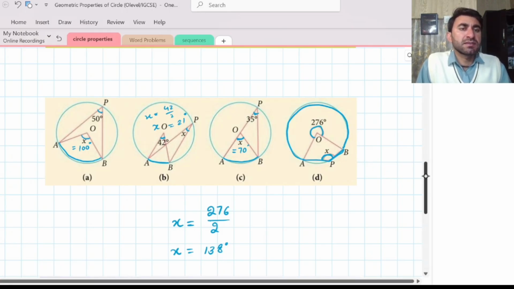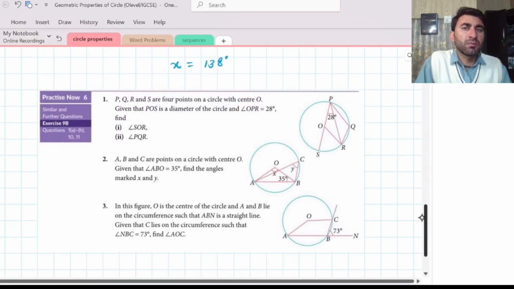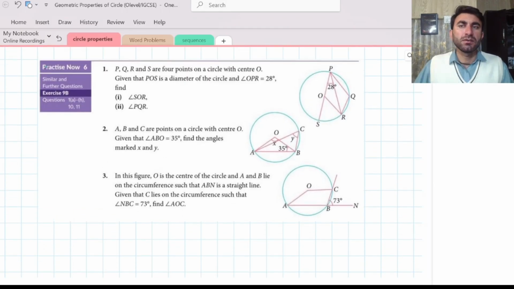Now let us discuss a practice now question from book 4. So here in practice now 6, there are 3 questions, and in the first question it states P, Q, R and S are 4 points on the circle with center O. We can see it in the diagram.